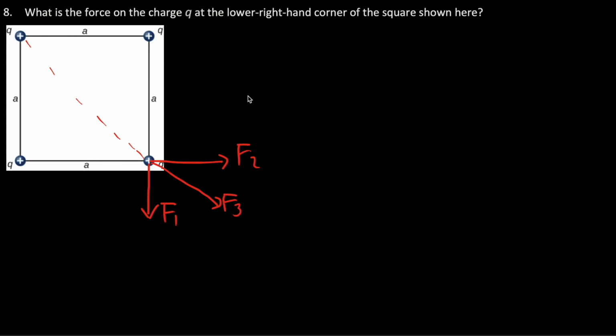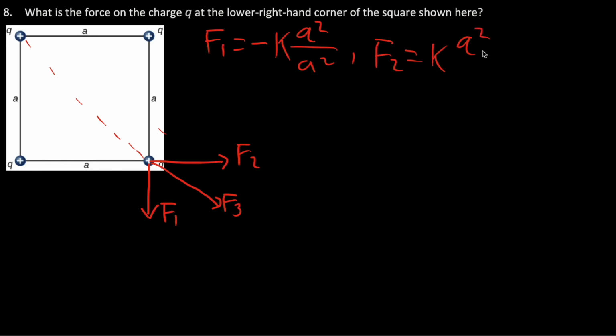And now we can calculate F1 and F2. F1 is going to be equal to K times this charge, so Q squared over A squared, and because it's pointing downward, it's going to have a negative sign. F2 is going to be equal to K times this charge, so also Q squared over A squared. Now we just need to calculate F3.